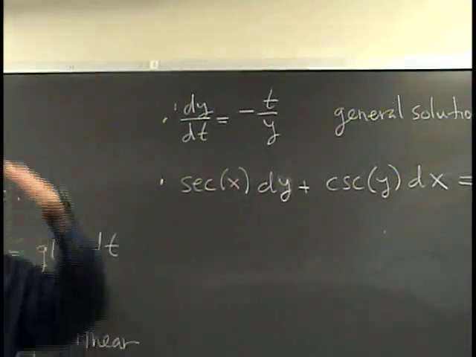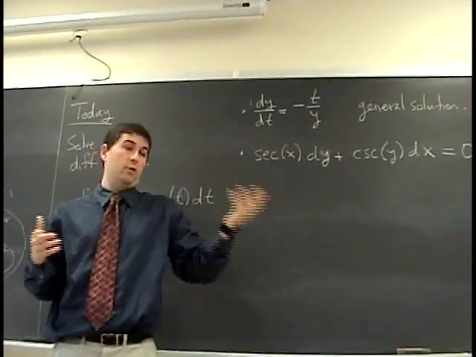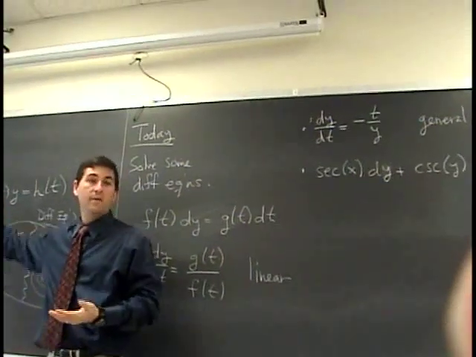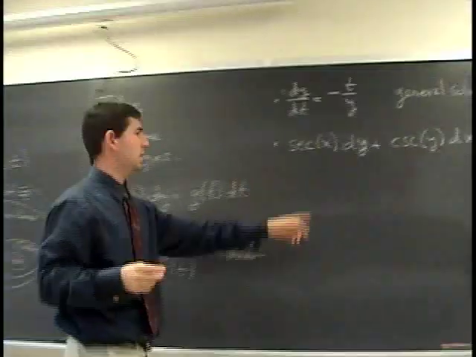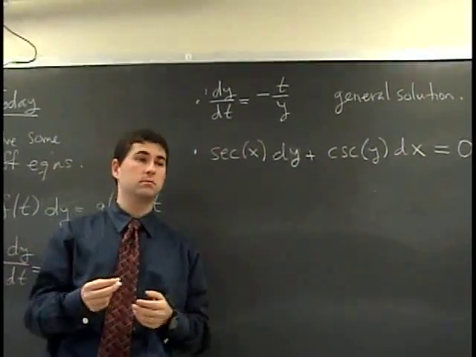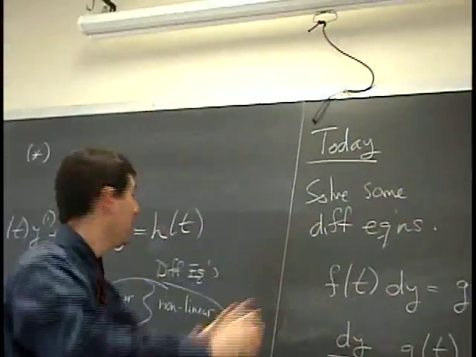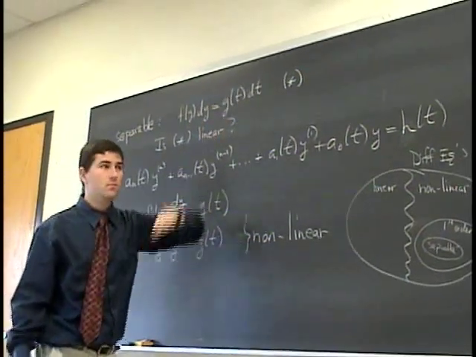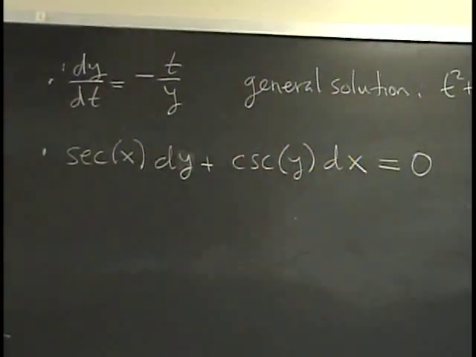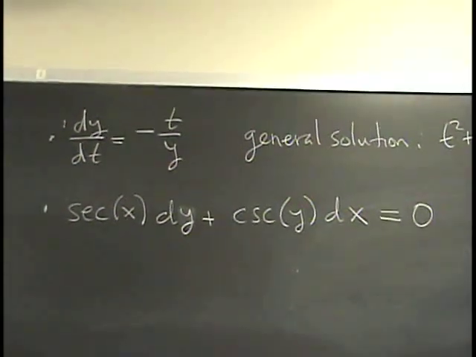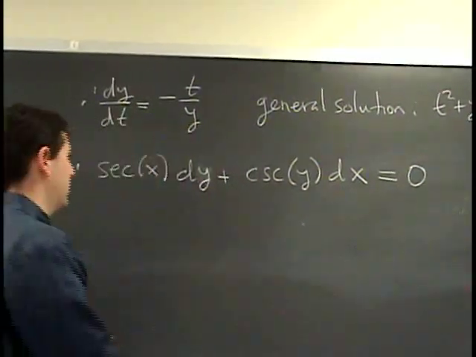Well, these formulas are for linear ones, we know the formula. Here we have to get the y's on one side and the x's on the other. That's what you mean by separable, right? You can separate. If we mix them, something's going to have to go outside eventually.